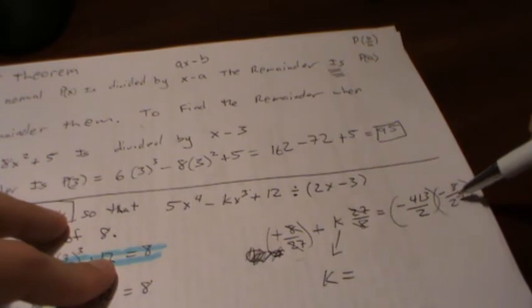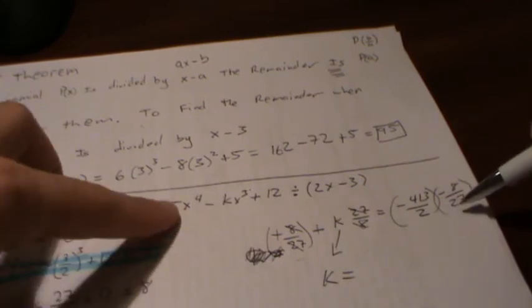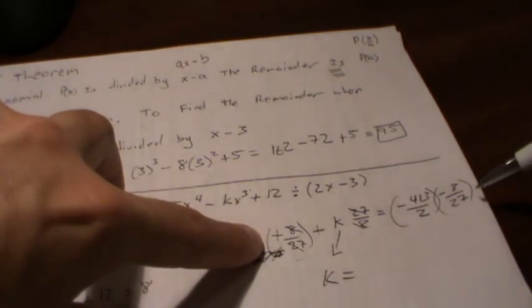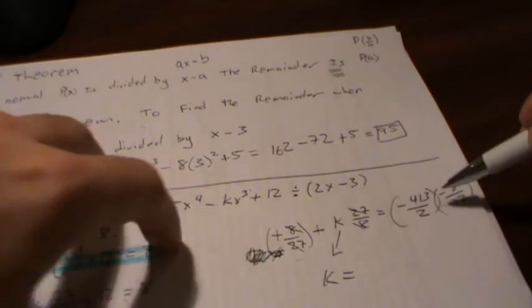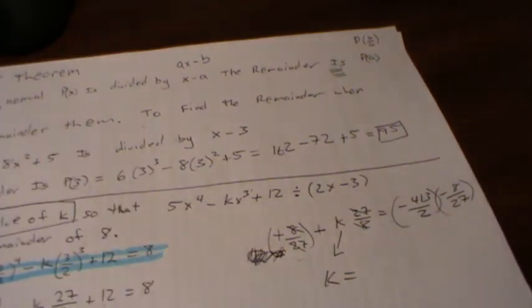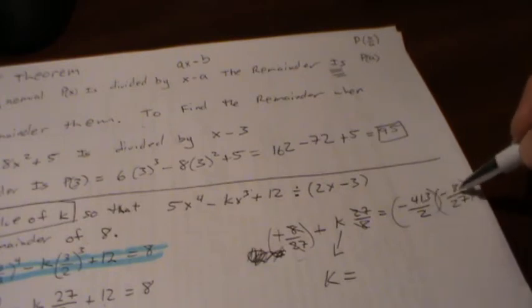Now on this side, I have to multiply by a negative 8/27 as well, because I can't do one thing to one side of the equation without doing the same to the other. And so now I figure out what this is here. And so the idea here is that I get 413 times 8.